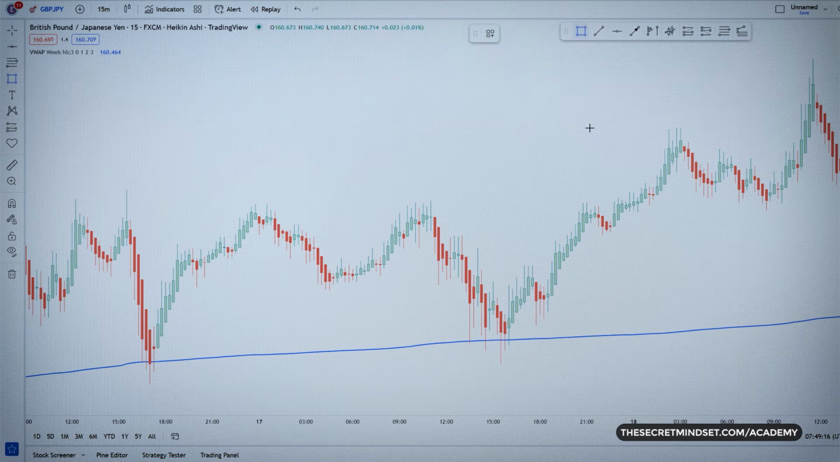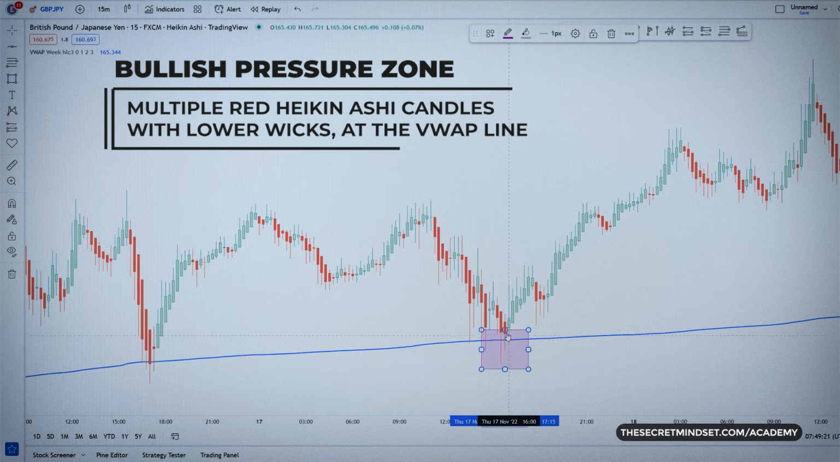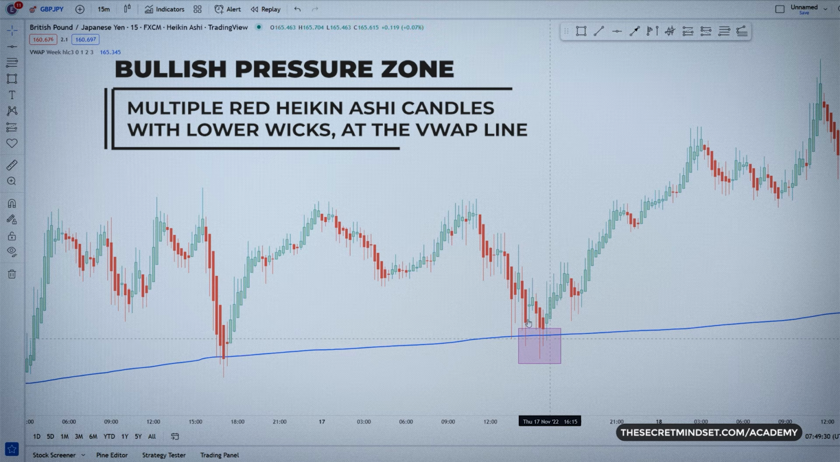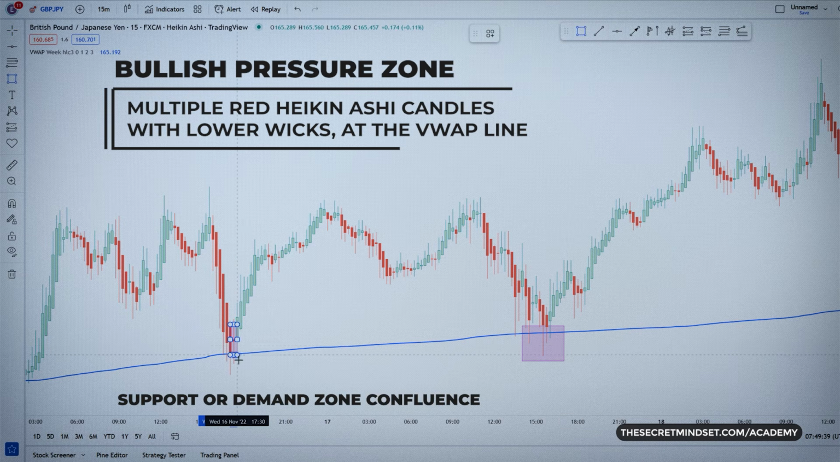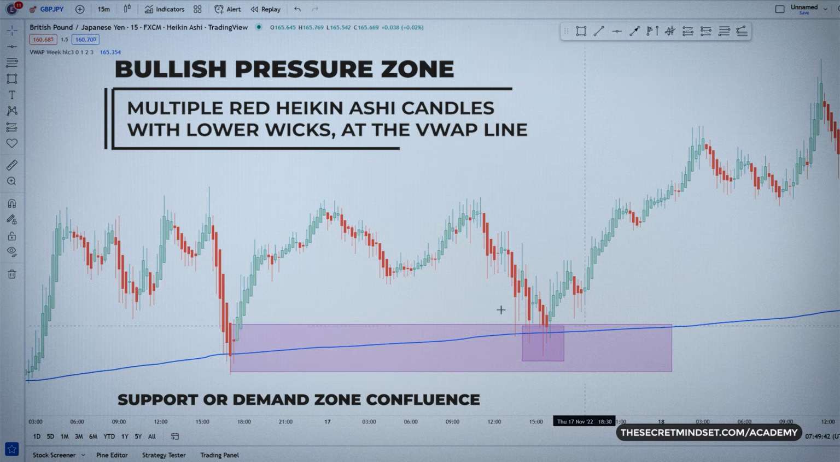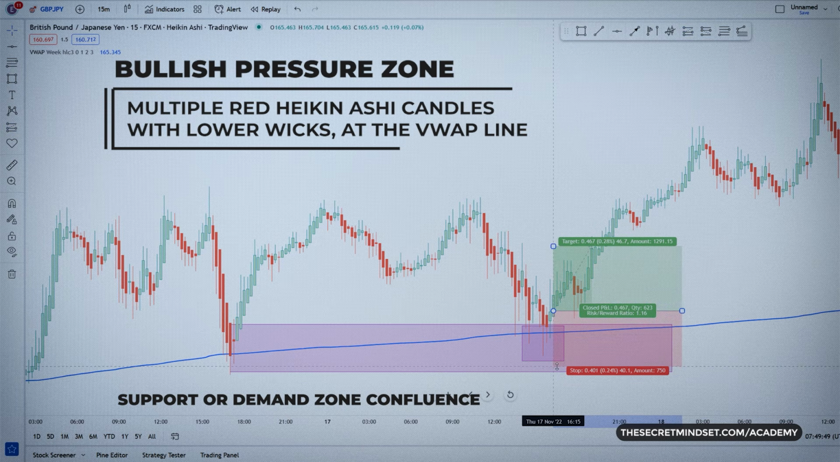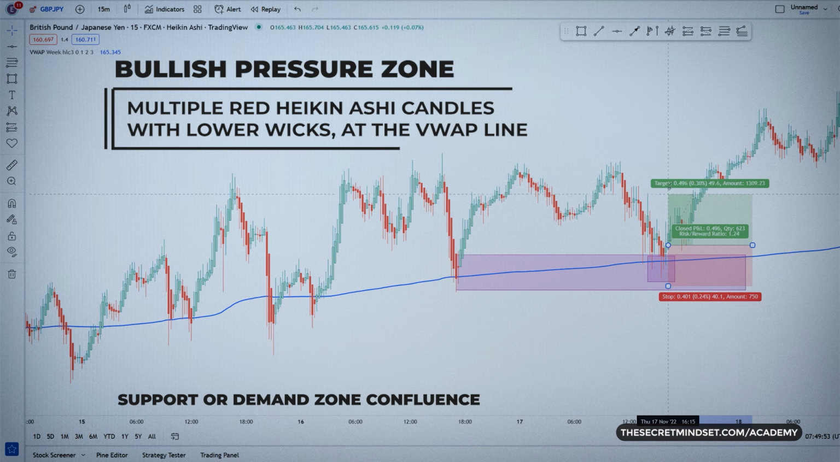In this example, I see a very good signal. First, as price is trading above the weekly VWAP, you need to find a buy zone, which is right here. Multiple red Heiken Ashi candles with lower wicks, right at the VWAP line. And as another layer of confluence, I also see this support or demand zone right here. Stop below the VWAP and below the multiple wicks, and you take the profit at the next major resistance level.